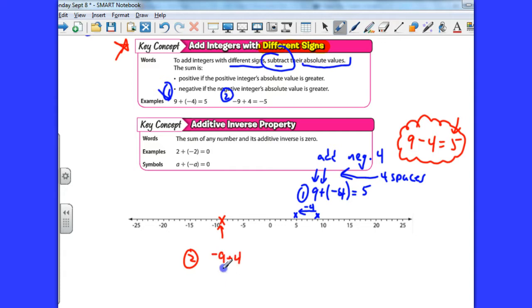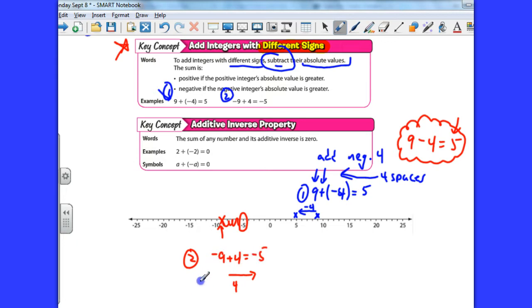So that means start at -9 and go to the right 4. 4 spaces this way because we're going to increase -9, increase 4. So from here I count 4. 1, 2, 3, and 4. I end up on -5. -9 plus 4 is equal to -5.